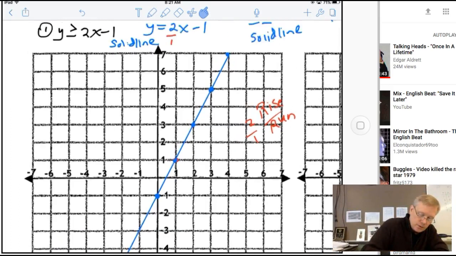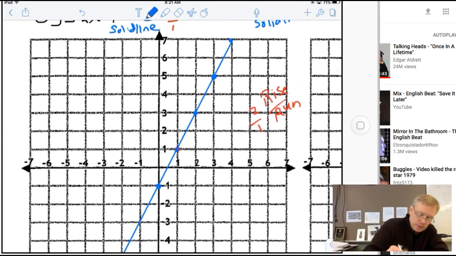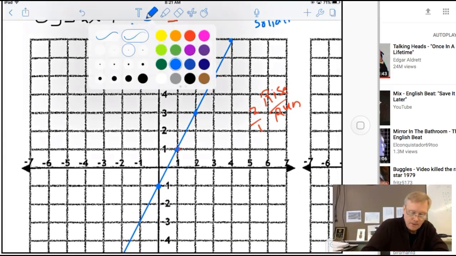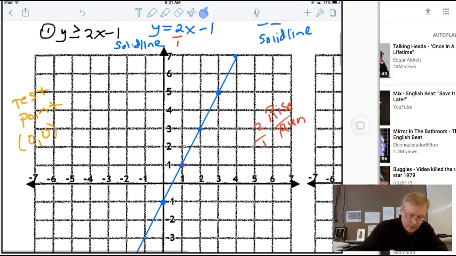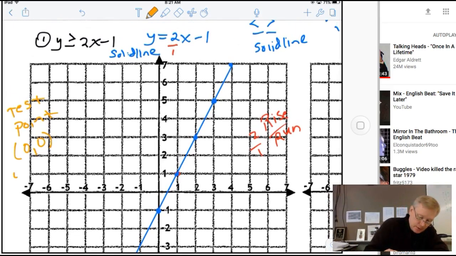let me show you two ways to do this. The first one is I'm going to use what's called a test point, okay? And the test point is you can use any one you like. I love using 0, 0 because it's really easy to work with. So if I take the equation, y is greater than or equal to 2x minus 1, and I plug in 0, 0. 0 is y, and 0 is x.